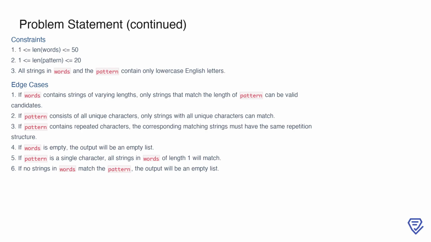As for edge cases, if words contain strings of varying lengths, only those strings matching the length of pattern can be valid candidates. If the pattern consists of all unique characters, only strings with all unique characters can match. Similarly, if the pattern contains repeated characters, the matching strings must have the same repetition structure. If words is empty, the output will naturally be an empty list. In cases where the pattern is just a single character, all one-character strings in words will match. Lastly, if no strings in words match the pattern, the output will also be an empty list.